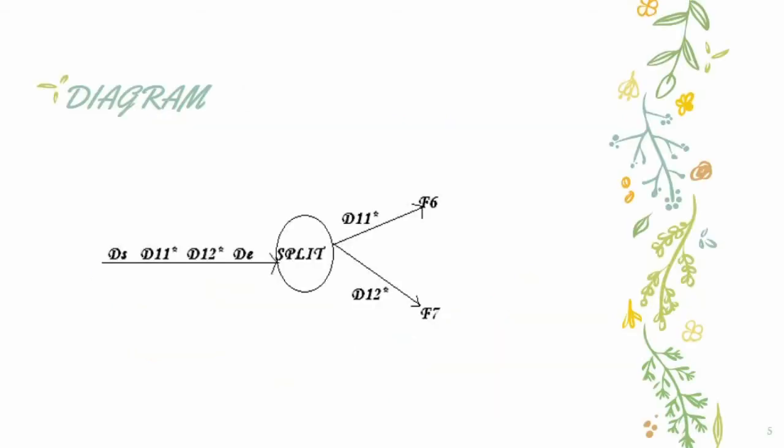This figure specifies a system for which the incoming data stream consists of a start marker DS followed by 0 or more D11 messages followed by 0 or more D12 messages followed by an end of data marker DE. The purpose of process split is to route D11 messages to file F6 and D12 messages to file F7. The transition table in this figure specifies the action of split.